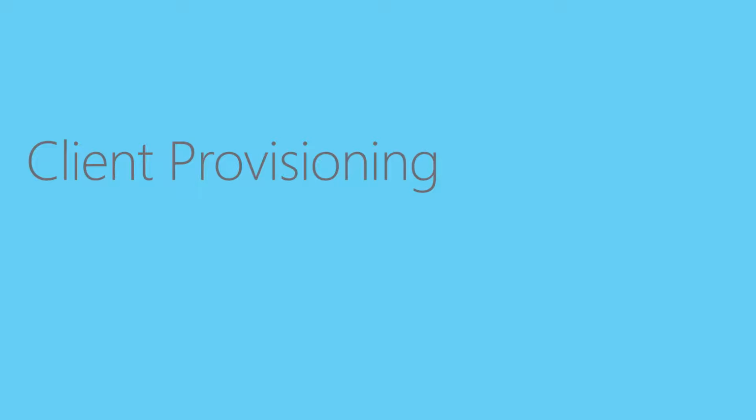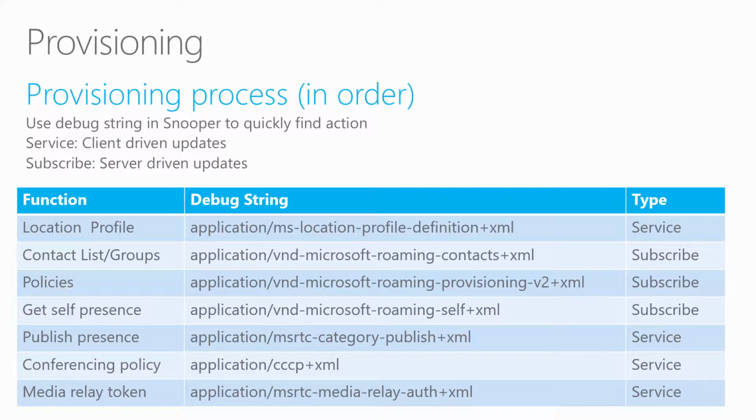Now the client provisioning will kick in. Client provisioning means that now that the client is authenticated against the server and has signaling established, it will learn from the server, or in case of Office 365 from the service, how it is configured, what it is supposed to do, what functionality it should offer to a user.